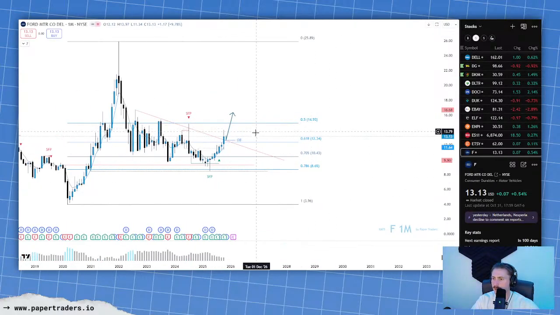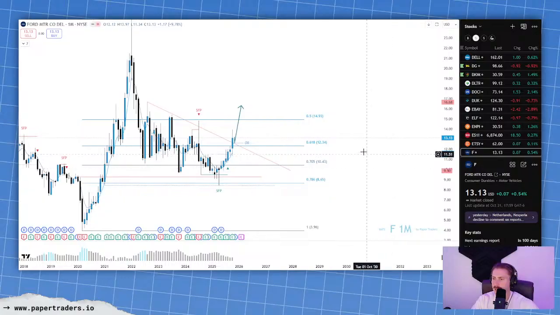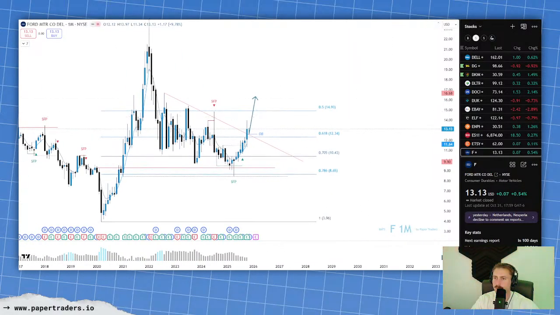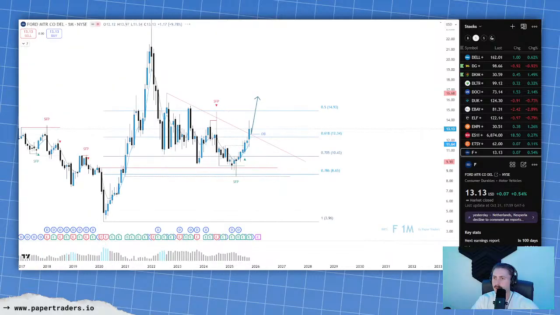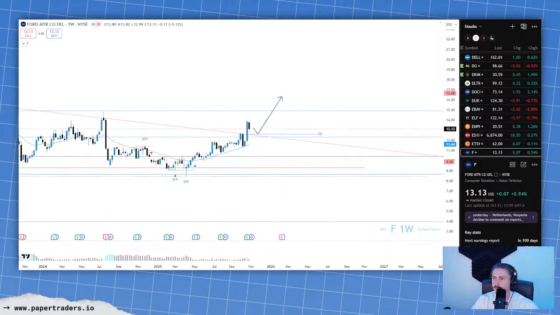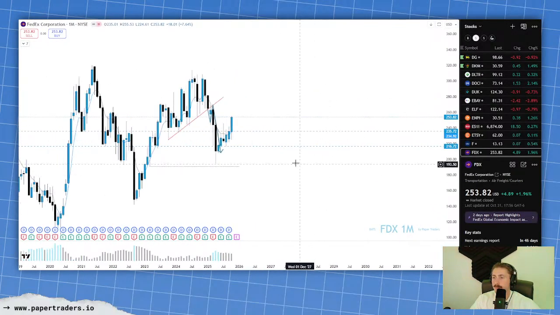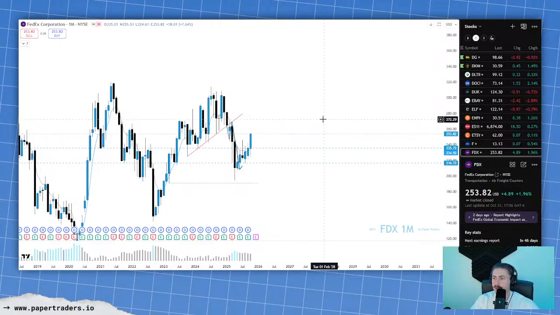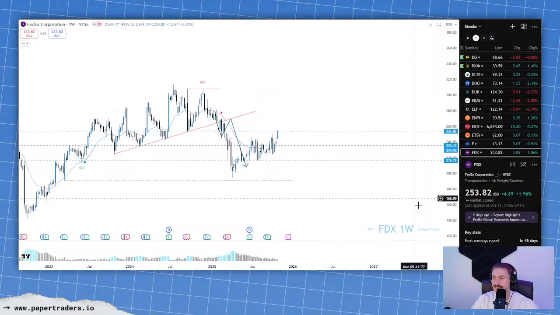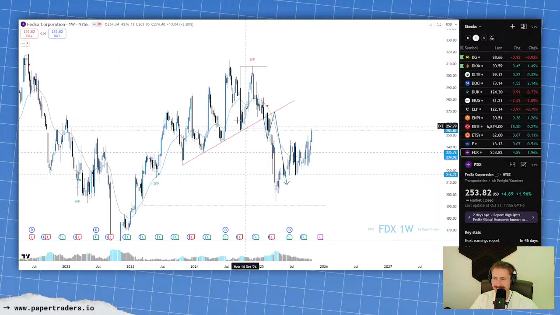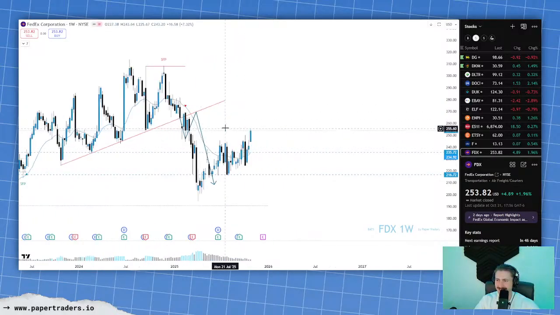Ford, come on, girl. Give us that continuation. Ford, I would still long Ford. Still in it. Yeah, maybe like a weekly tap of this OB right there and then continuation. So FedEx looks good. It did what we wanted it to do over here. Look at that continuation.